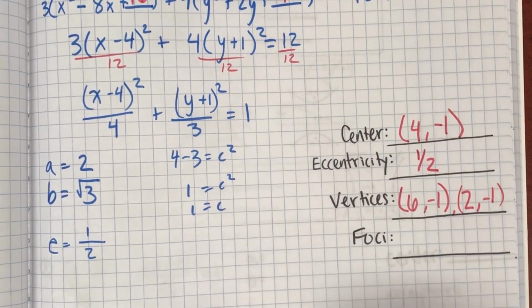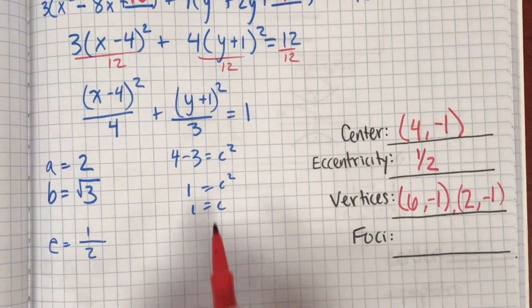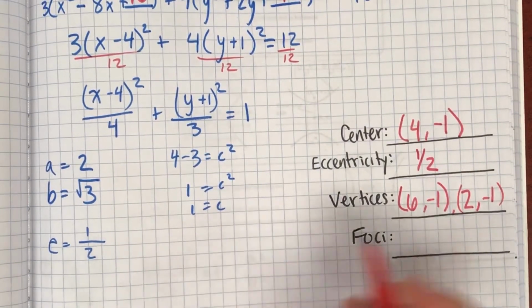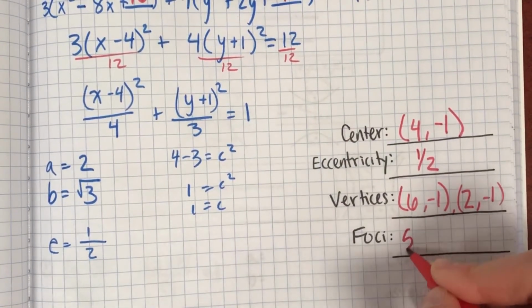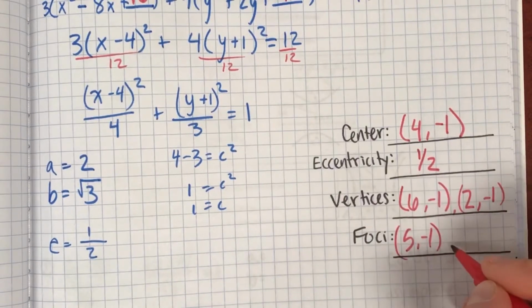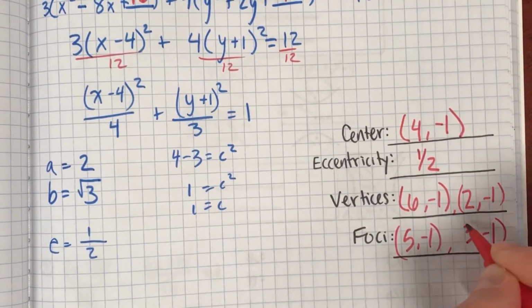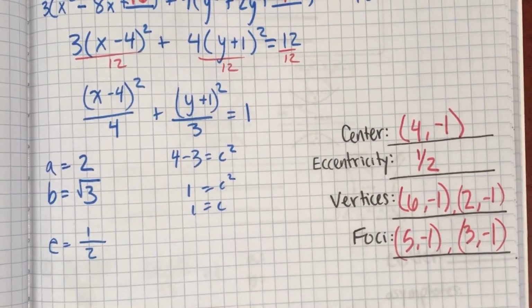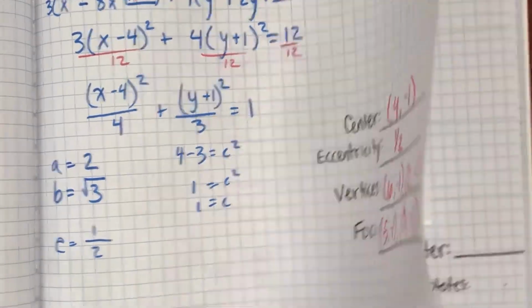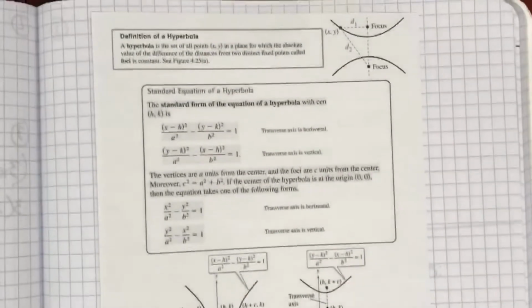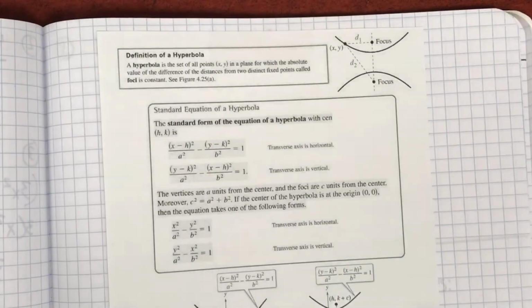And to find my foci, those are 1 unit away, because it's that c value. So this would be 5, -1, and 3, -1. And that is all the key features of an ellipse. All right, moving on to talk about hyperbolas.